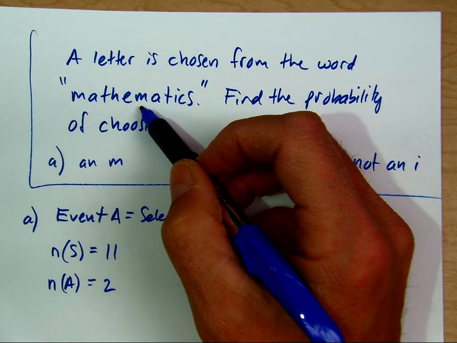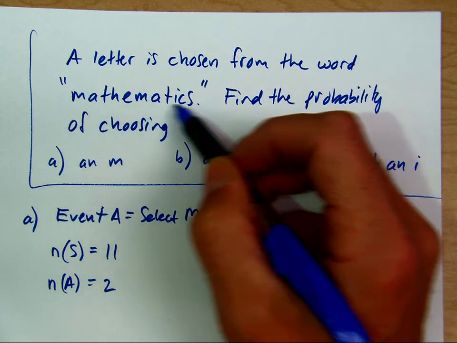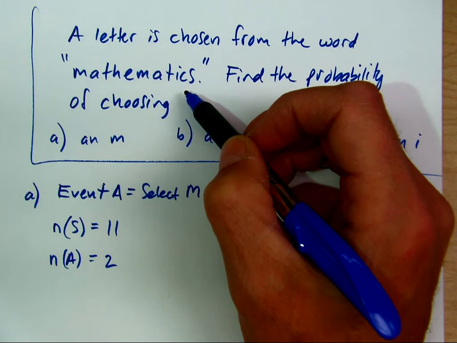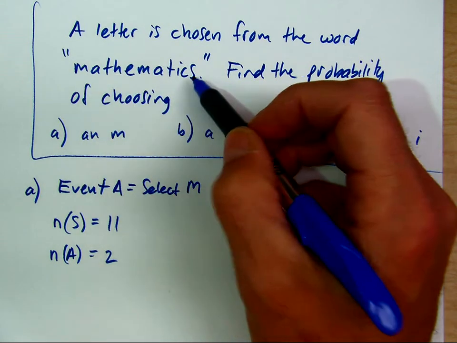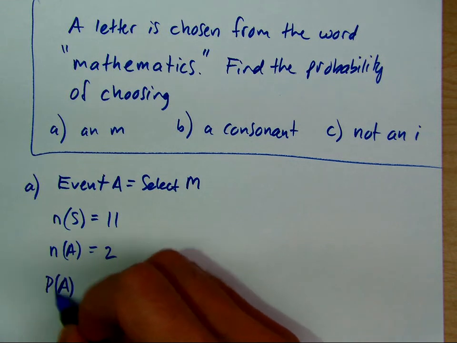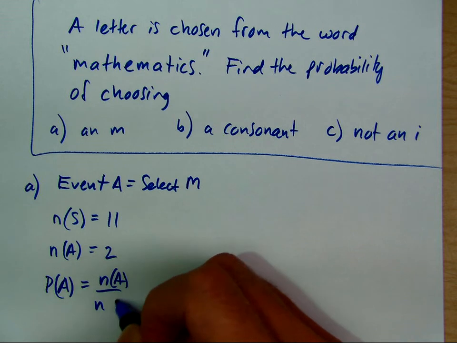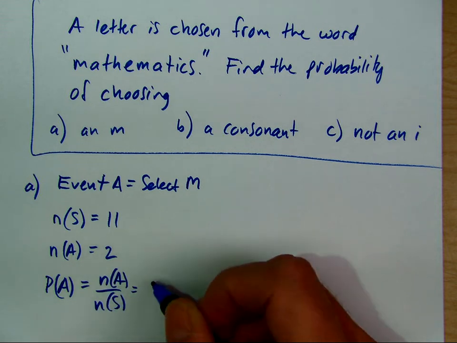And we also have 1, 2, 3, 4, 5, 6, 7, 8, 9, 10, 11 letters. So that's all possible choices, and we'll have the probability of A is the number in A divided by the number in the sample space. So that's 2 out of 11.